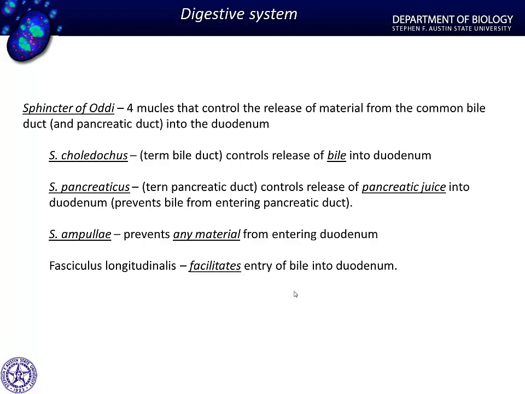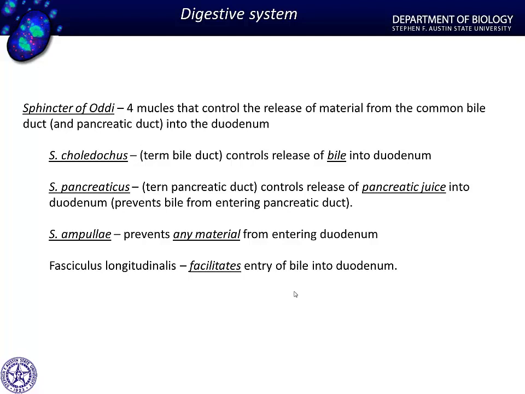Now, in the ampulla of Vater, we have another sphincter, and this is going to prevent any material from entering into the duodenum. So these are gatekeepers that are going to prevent material from flowing. However, the smooth muscle of the fasciculus longitudinalis, this is going to undergo peristalsis in the ampulla, and this is going to facilitate entry of bile into the duodenum, almost like a pump.